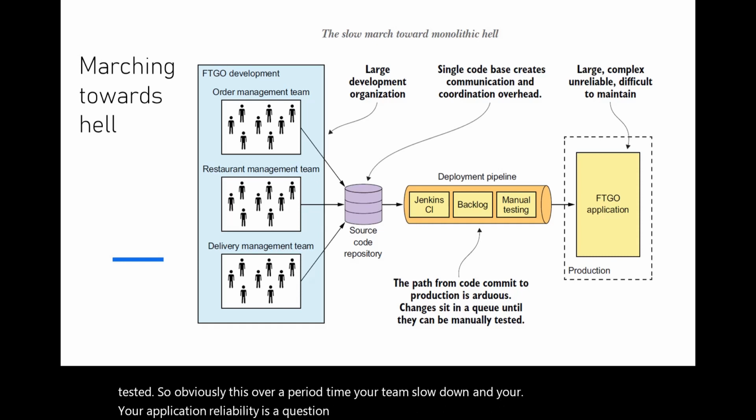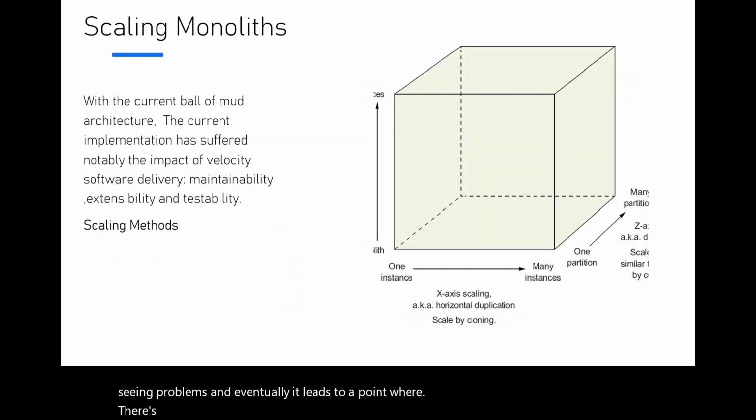There are a lot of different areas where you start seeing problems, and eventually it leads to a point where we see the slow march towards monolithic hell.